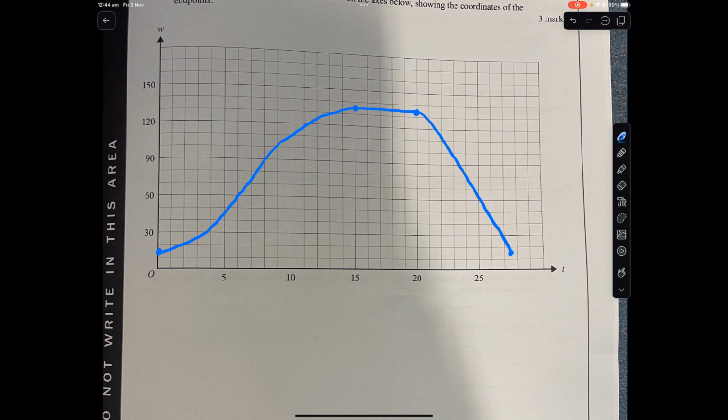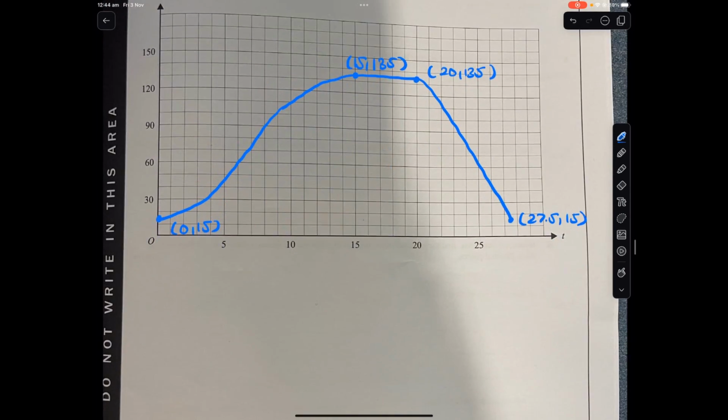Perfect. And let's actually label all those endpoints. So it will be 0, 15 here. This point here will be 15, 135. This point here would be 20, 135. And this point would be 27.5, 15. Perfect. Let's move on to the next question.